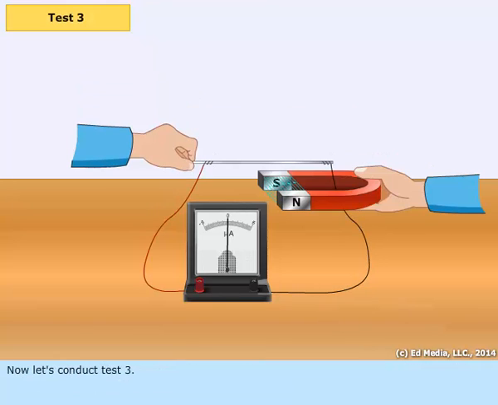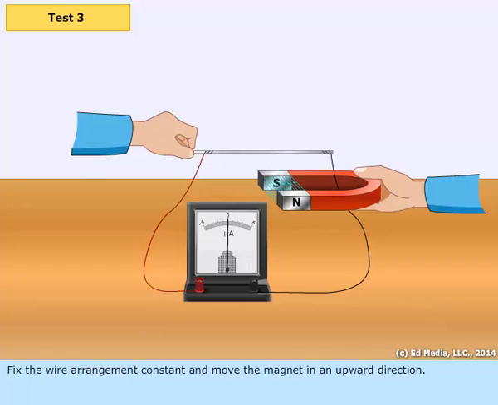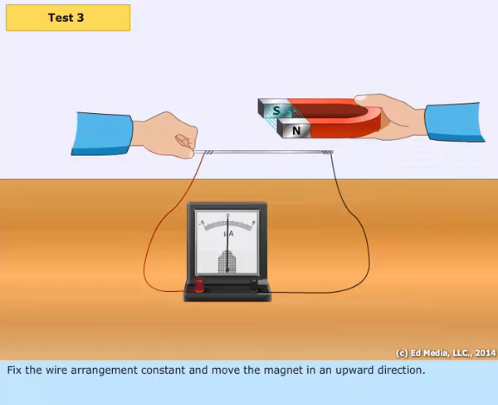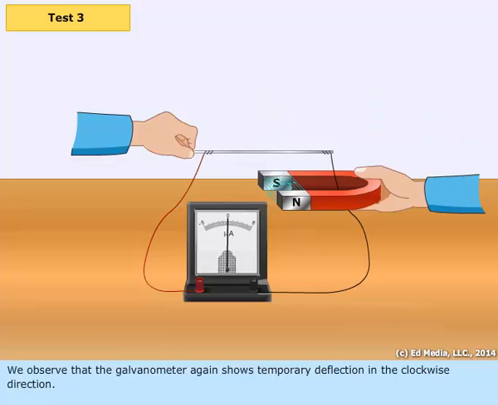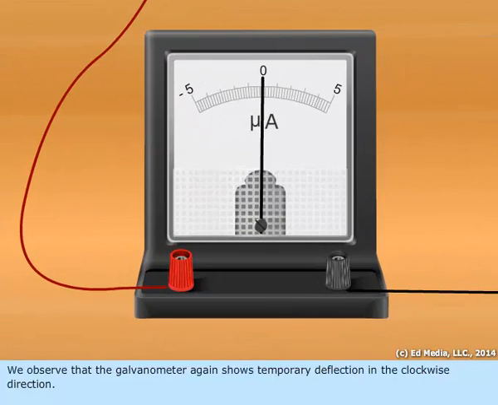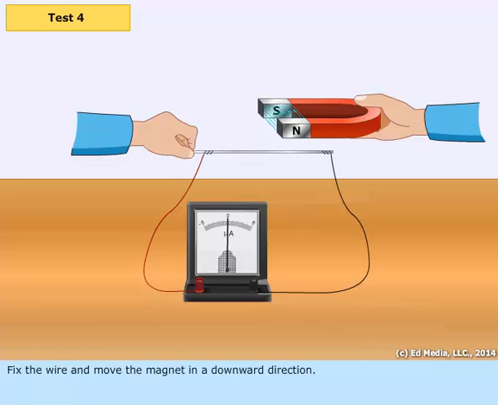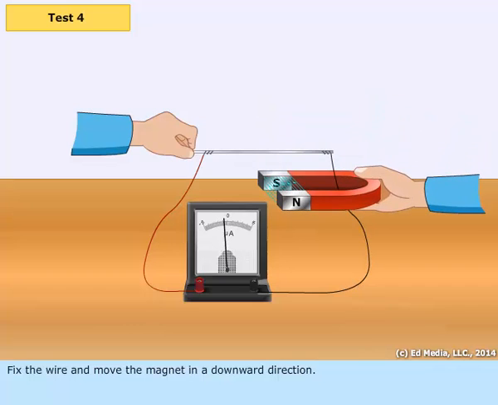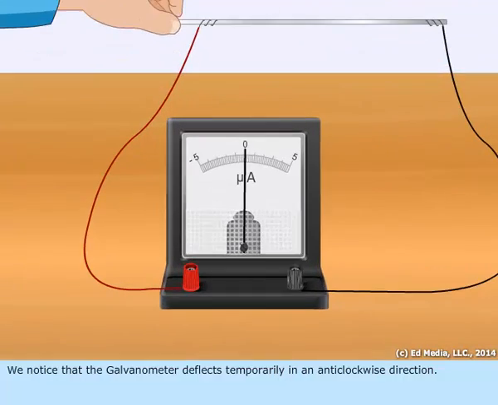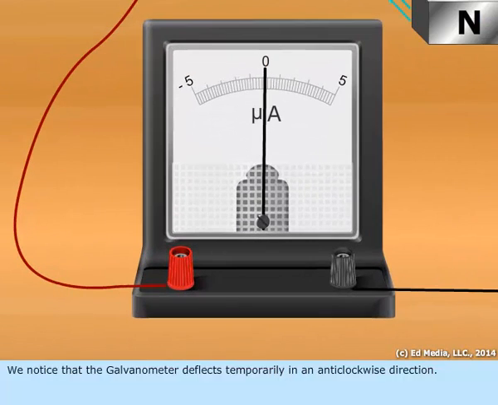Now, let's conduct test number 3. Fix the wire arrangement constant and move the magnet in an upward direction. We observe that the galvanometer again shows temporary deflection in the clockwise direction. Now, let's move to test number 4. Fix the wire and move the magnet in a downward direction. We notice that the galvanometer deflects temporarily in an anti-clockwise direction.